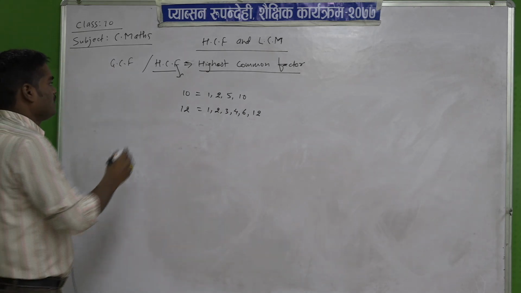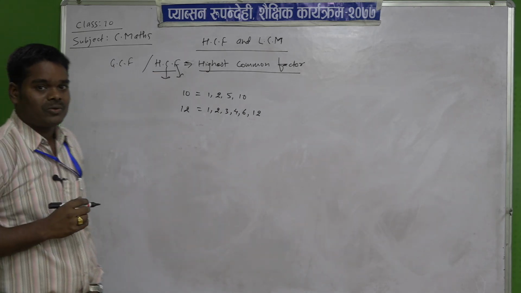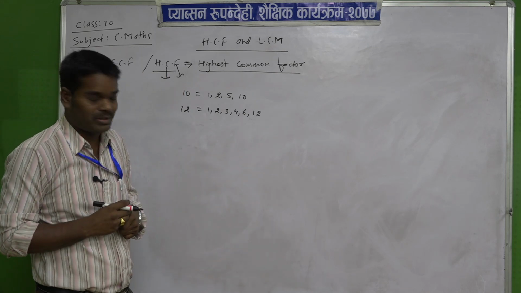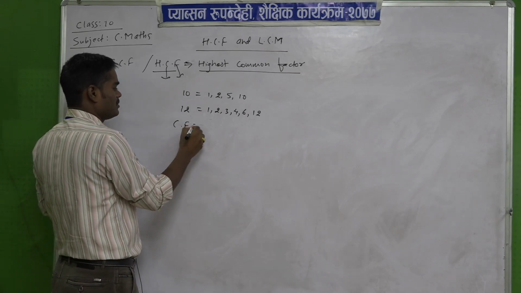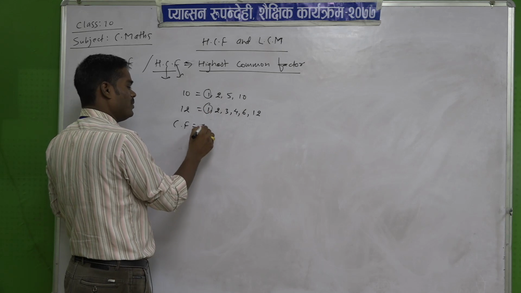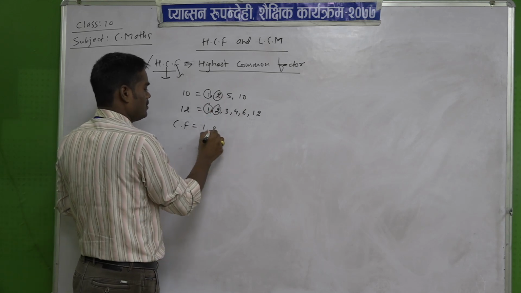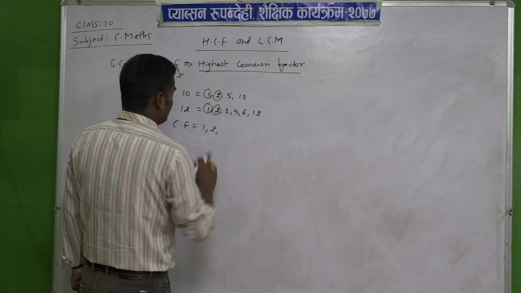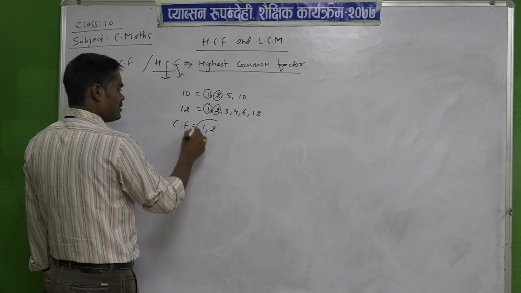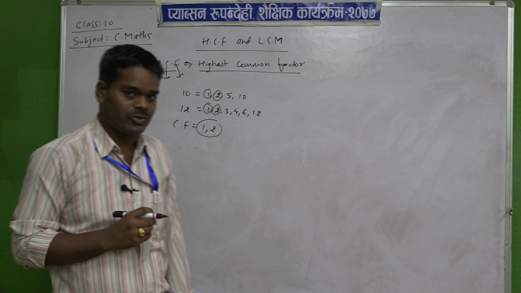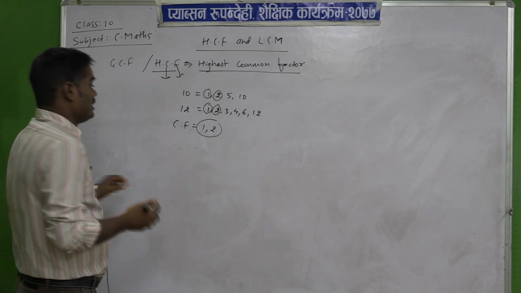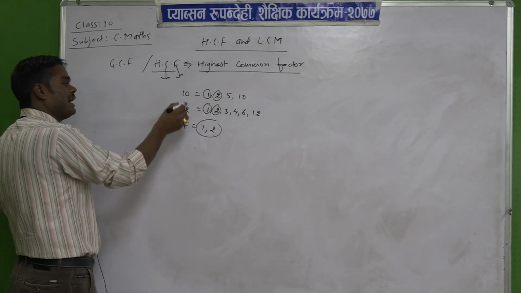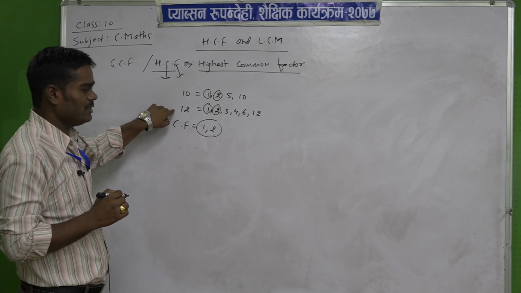And then after you have to find common factors. You have to see what are the common factors between these two numbers. So, what are the common factors? 1, 2, and then after is there anyone? No. So, here the common factors are 1 and 2. These are the common factors between the factors of 10 and 12.